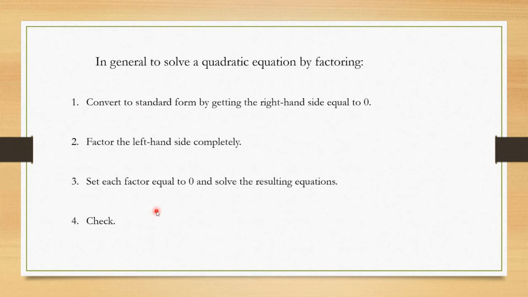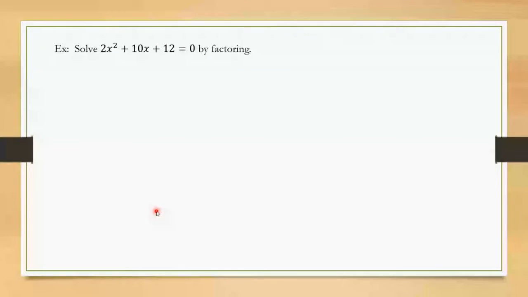So, okay, that's an example. Well, that was so much fun. Let's do another one. So here we have this one. Now, we're going to solve this by factoring. It's already in standard form, right? You have a polynomial of degree 2 equal to 0. So it's in standard form.